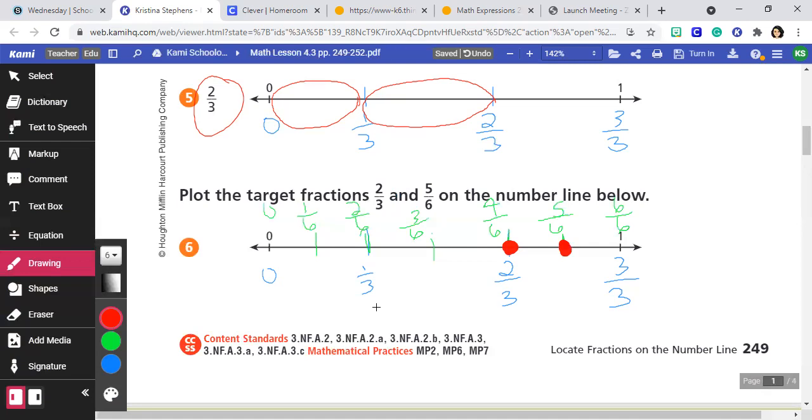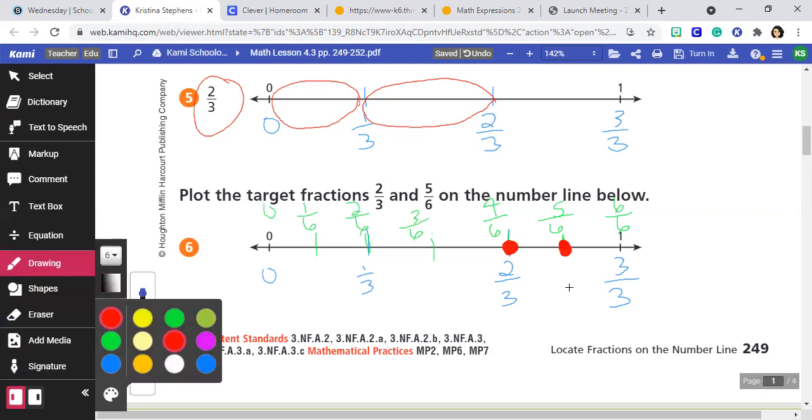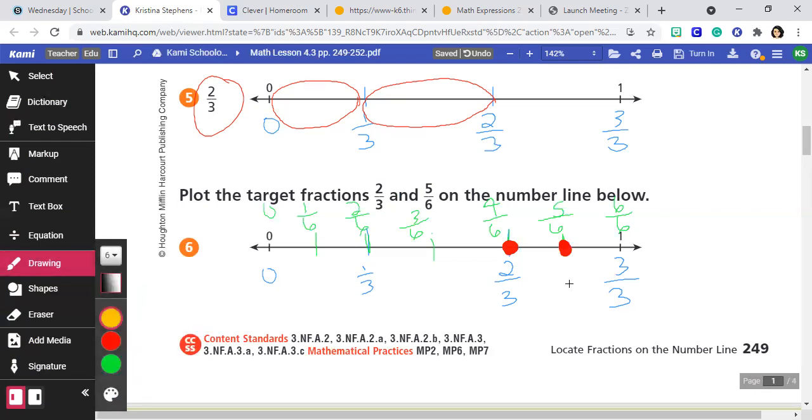We have correctly plotted both 2/3 and 5/6. Let me see if I can highlight that for you so that you could see it a little bit better for yourselves. So here is where 2/3 is, and here is where 5/6 is.